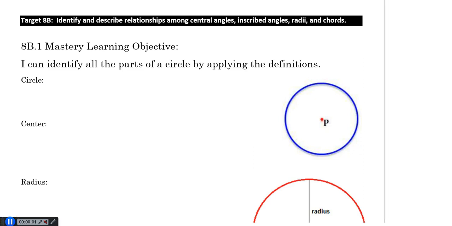Hey guys, in this video we're going to be starting 8B.1. Our master learning objective is I can identify all the parts of a circle by applying the definitions.